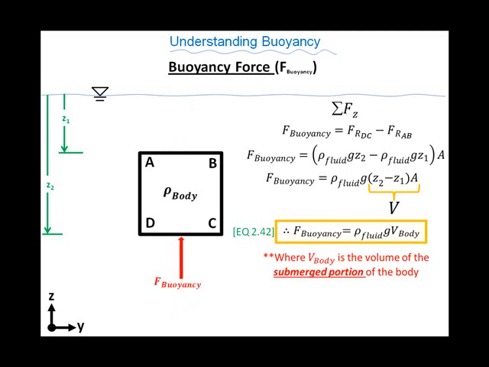So let's replace those resultant forces with the force of buoyancy. And I want you to note that the force of buoyancy acts upward and through the centroid of the submerged body. And that should make sense because there should be more pressure and therefore more force on the bottom side where we're deeper.